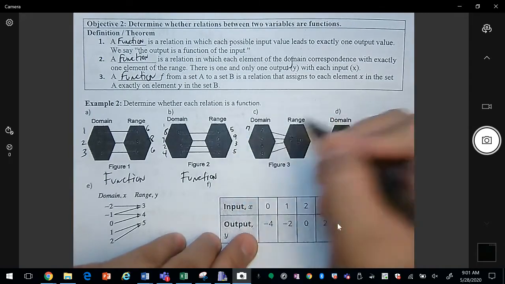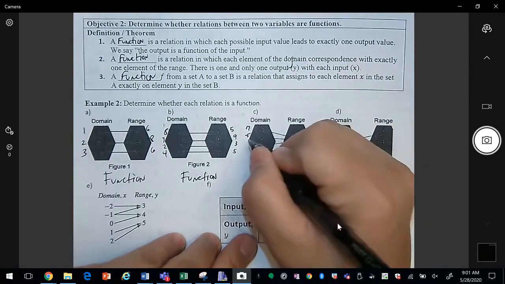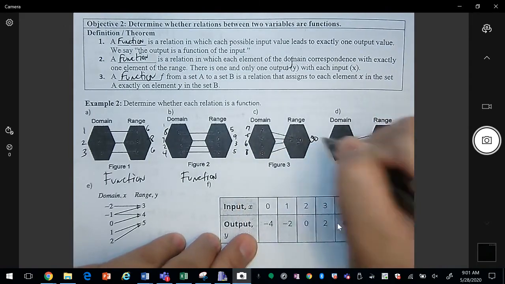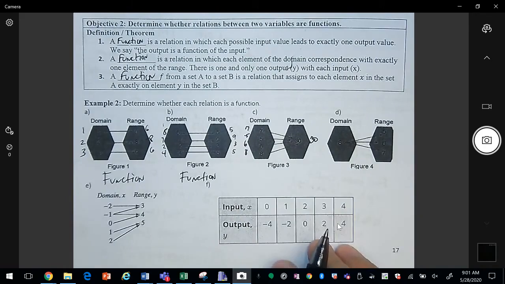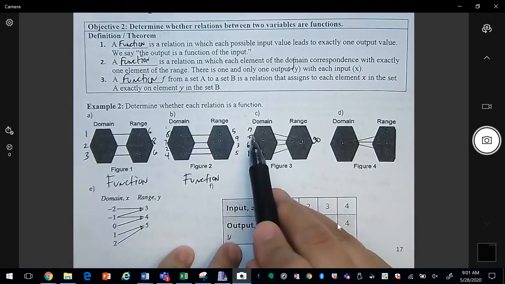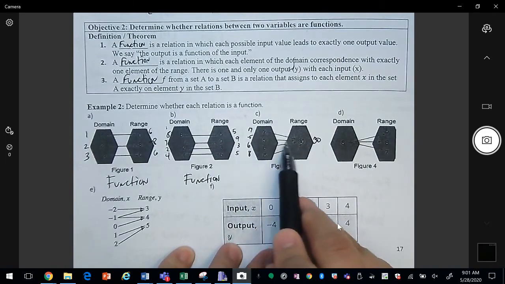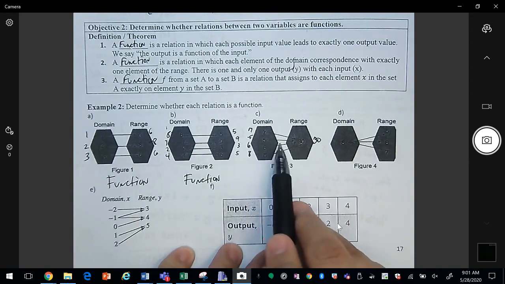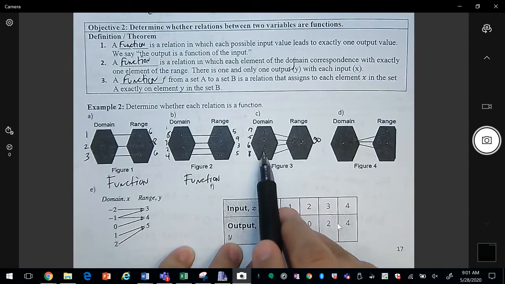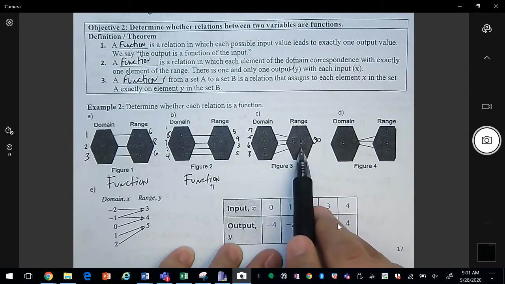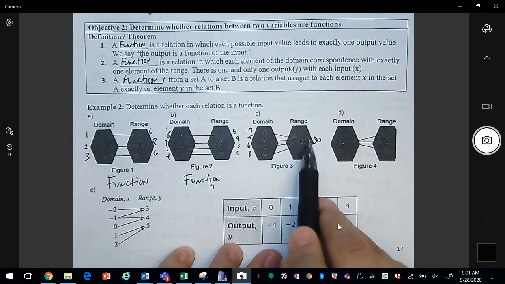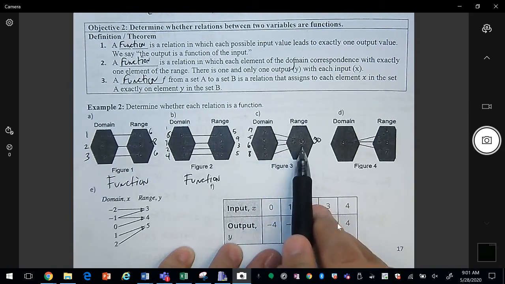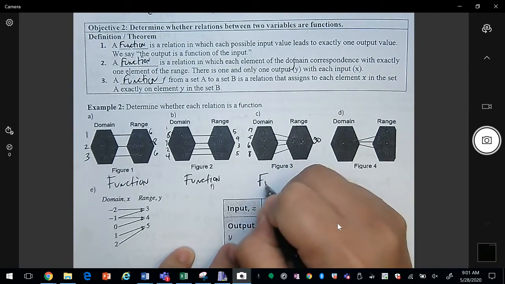Here we have 7, -5, 6, and 8. And on this side, we have the number 30. So here, again, we ask the question, 7 is going exactly to one thing, which is 30. 5 is going to exactly one thing, which is 30. 6 goes to one thing, and 8 goes to one thing. It happens to be the same thing, and that's okay, because each of these is only going to one thing on the range. So this is still going to be a function.